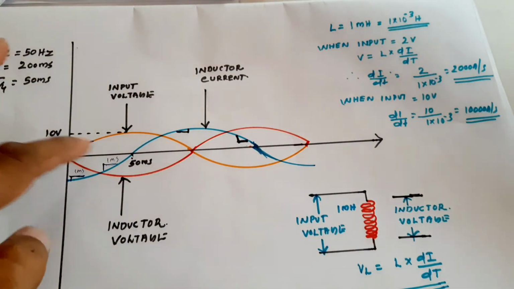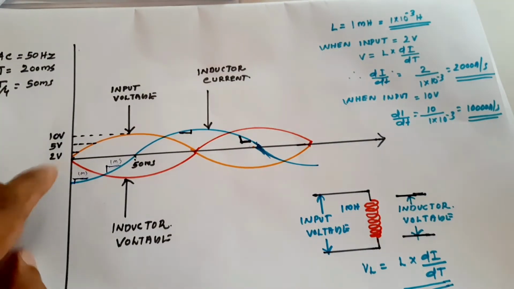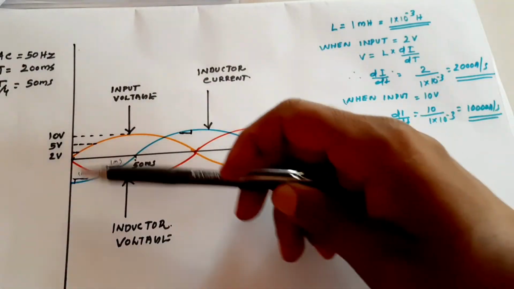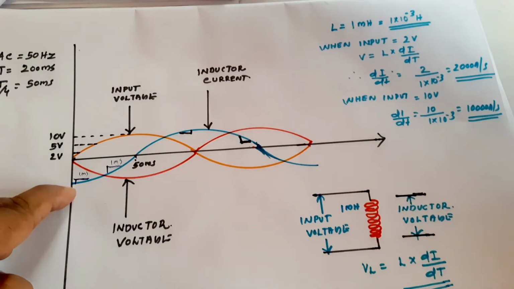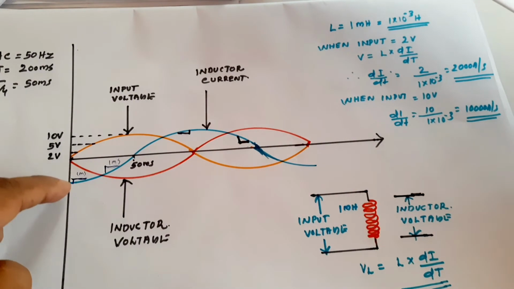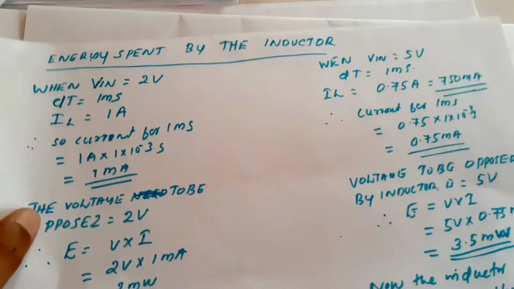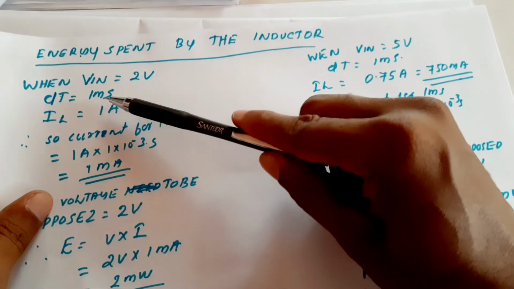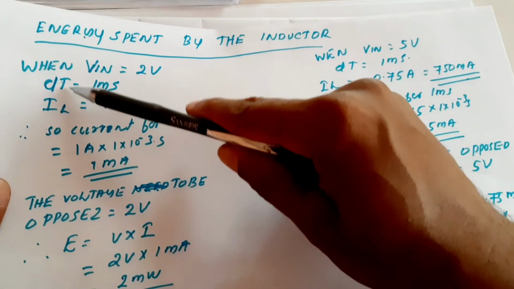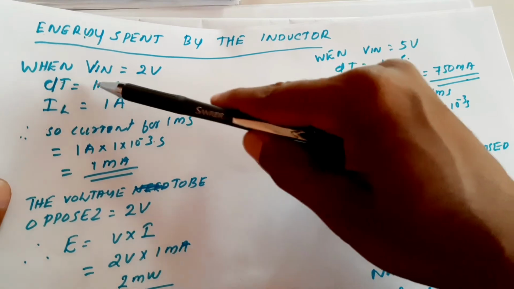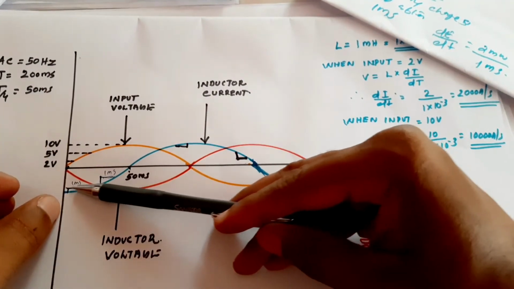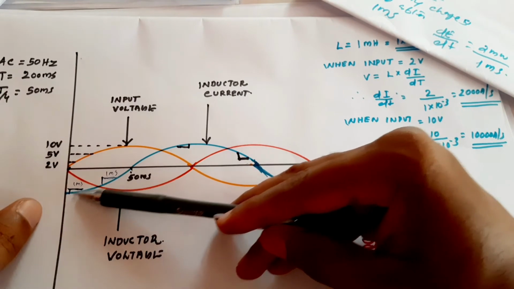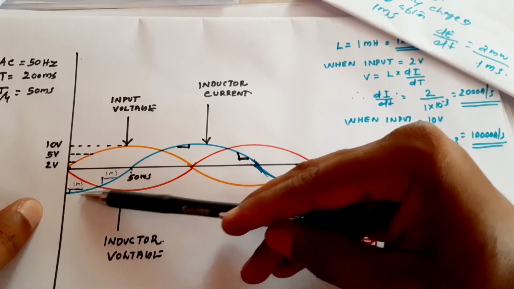Now we will check two points. When the input voltage is, say, 2 volt and the current is, say, 1 ampere, the peak current is 1 ampere, the inductor current is 1 ampere. That is, when the input voltage is 2 volt and dt, the change in time, is 1 millisecond. If we take a small time of 1 millisecond, what is the change in energy, and so what will be the change in current.